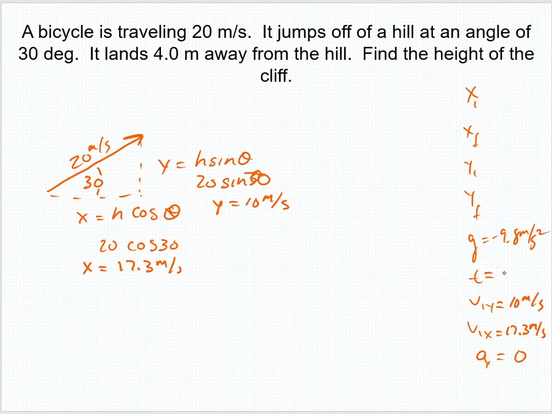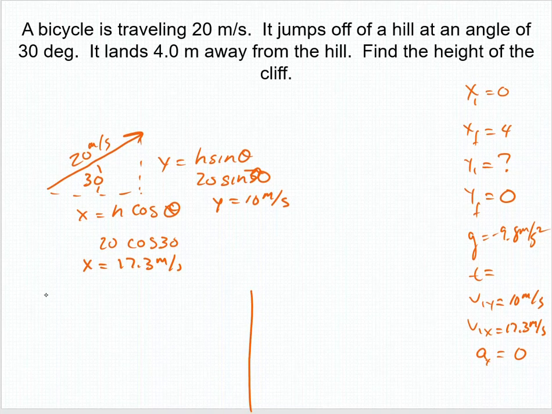Now I still don't know time. We're going to have to find that. Let's plug in this other stuff that we know. Y initial, well, that's what they want us to find: the height of the cliff. Y final is going to be 0 because it lands. Xf, it lands 4 meters away. Xi we can assume to be 0. So what I typically do then is I'll simply write my two equations here.